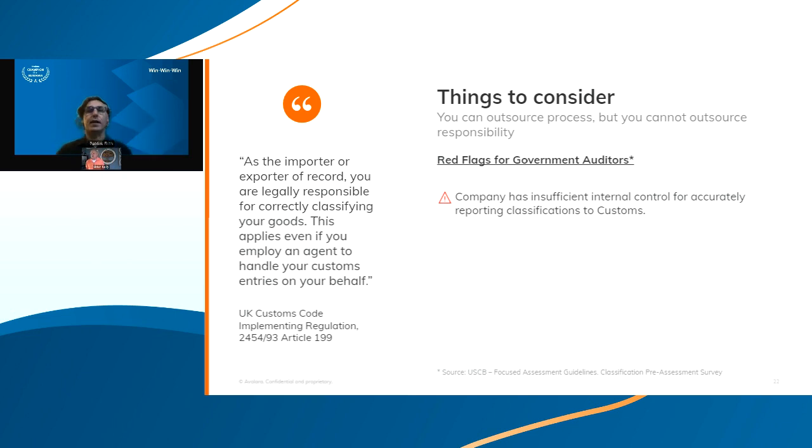The first here being the company has insufficient internal controls for accurately reporting classifications to customs. So an example of this would be legacy codes which haven't been reviewed or updated being attached to shipments and passed through. Repeat offenders, I suppose, the red flags are going to pop up where they see that incorrect codes have been used, and there's very little internal control within that company for correcting those HS codes.